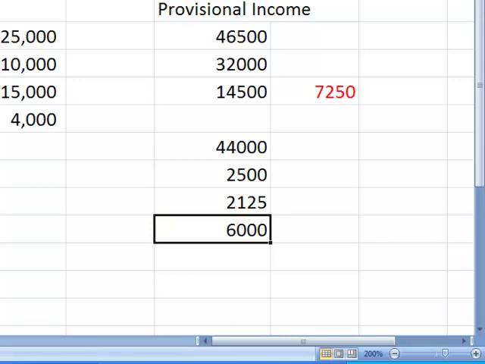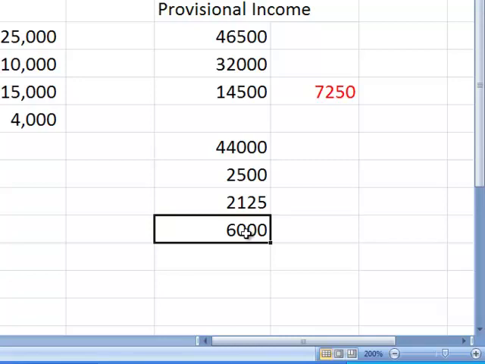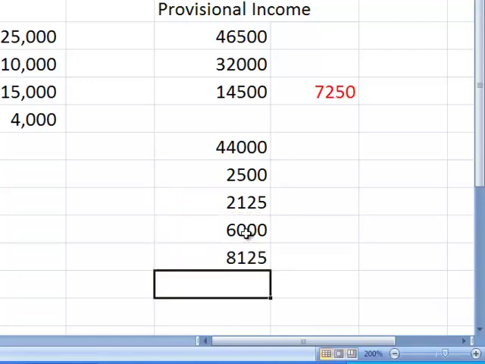So 6,000, if you look at it, is 50% of the difference between 44 and 32. So 44 and 32 is a $12,000 difference. 6,000 is half of that. So remember, it's 50% of the amount between those when you're between 32 and 44. So we add those together. $8,125. That is our tentative taxable amount.